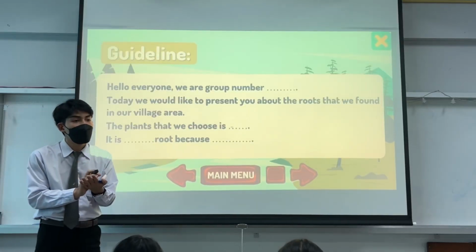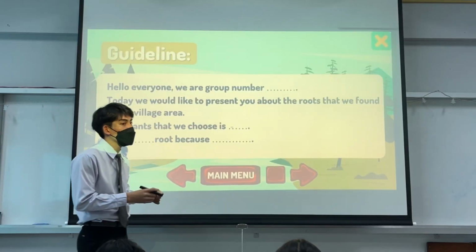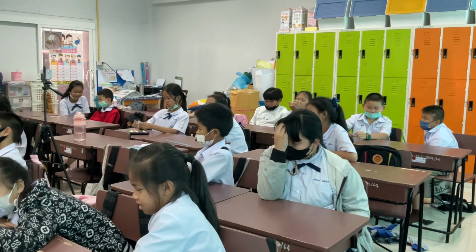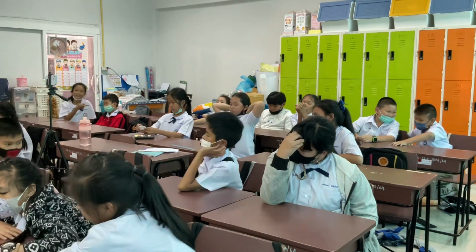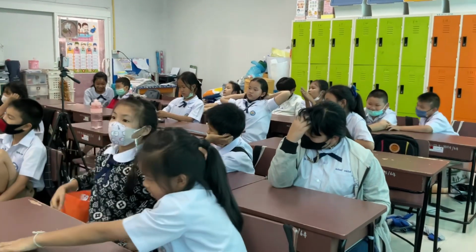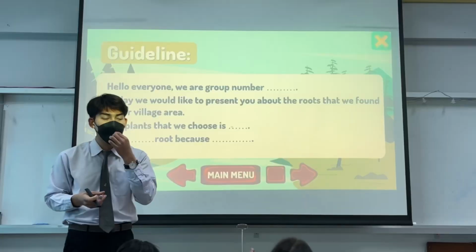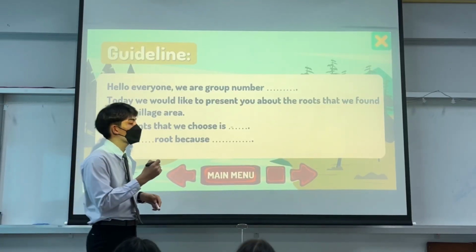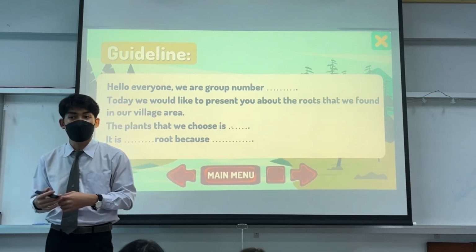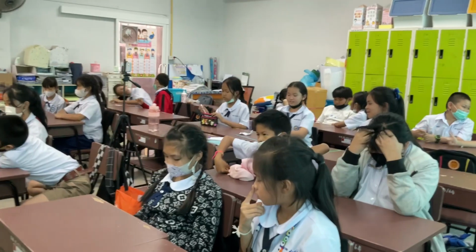Jasmine has a taproot. So the taproot brings the water to the plant, and it holds the plant in the ground. Like this. So you have to tell the reason, and you have to explain the root of the plant that you selected. Okay?